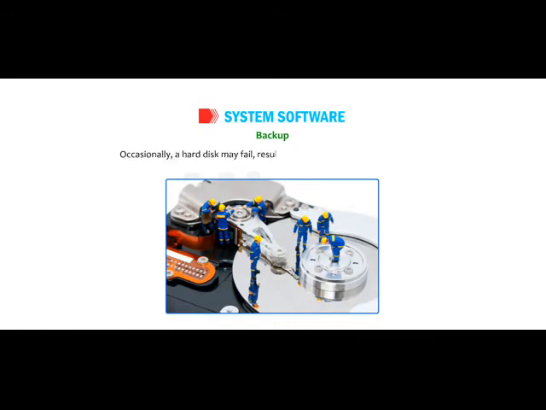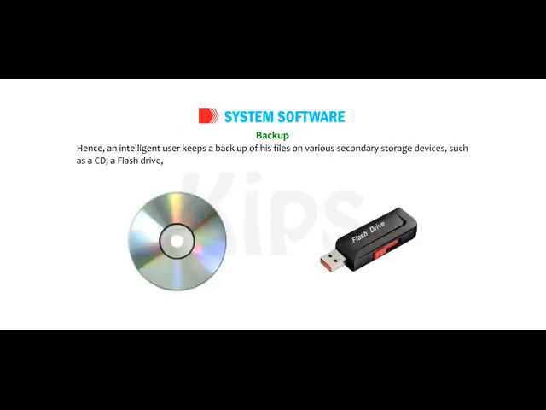Occasionally, a hard disk may fail, resulting in the loss of all files stored in it. Hence, an intelligent user keeps a backup of his files on various secondary storage devices, such as a CD, a flash drive, etc., so that the original data can be restored in case of such failures.